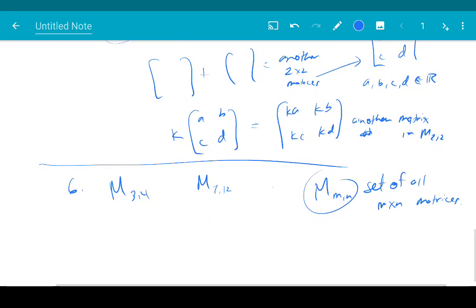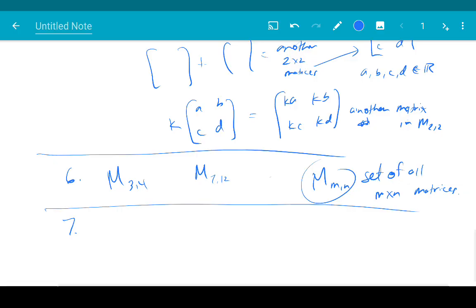Okay, so these are some classic examples. Let me give you at least one more that's somewhat different. How about this? This is kind of interesting. Let P equal the set of all polynomial functions.